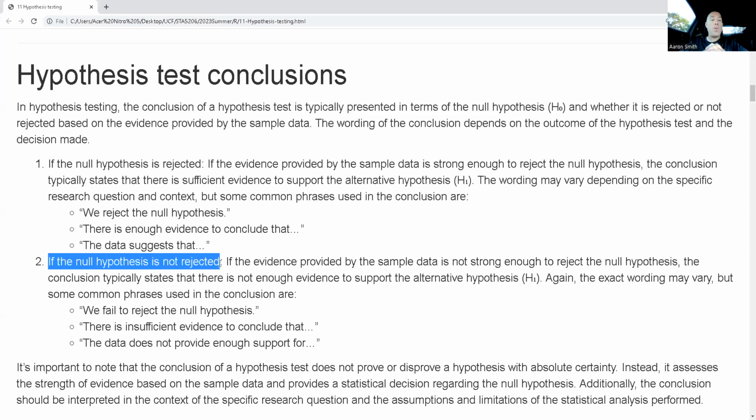It is important to note that the conclusion of a hypothesis test does not prove or disprove a hypothesis with absolute certainty. Instead, it assesses the strength of evidence based on the sample data and provides a statistical decision regarding the null hypothesis. Additionally, the conclusion may be interpreted in the context of the specific research question and the assumptions and limitations of the statistical analysis being performed.